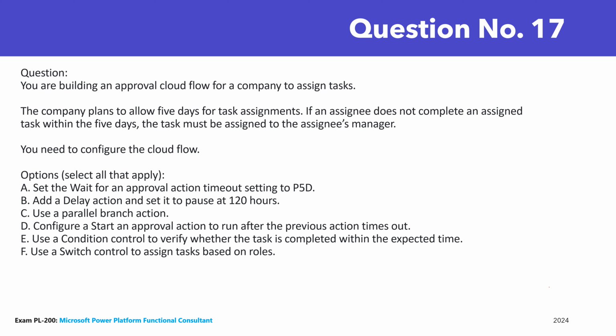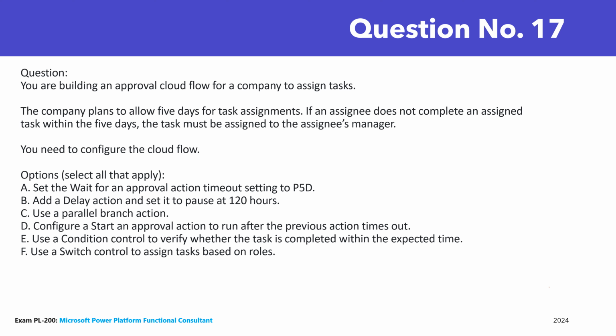Question: You are building an approval cloud flow for a company to assign tasks. The company plans to allow 5 days for task assignments. If an assignee does not complete an assigned task within the 5 days, the task must be assigned to the assignee's manager. You need to configure the cloud flow. Options: Select all that apply.